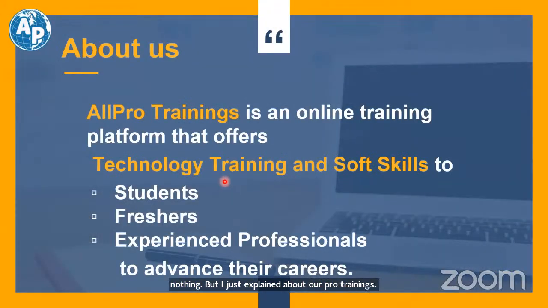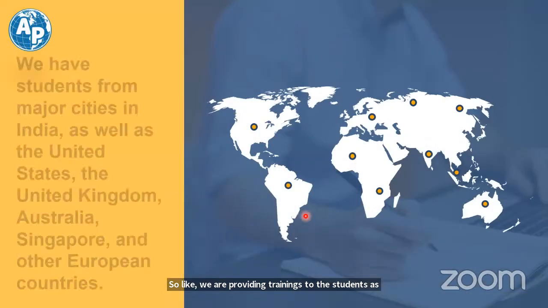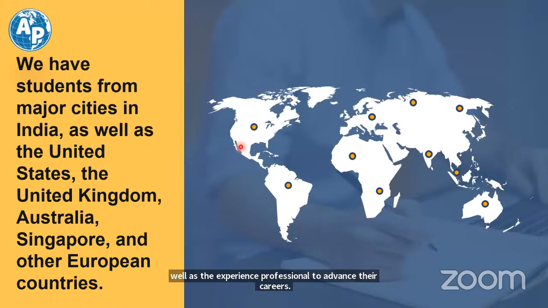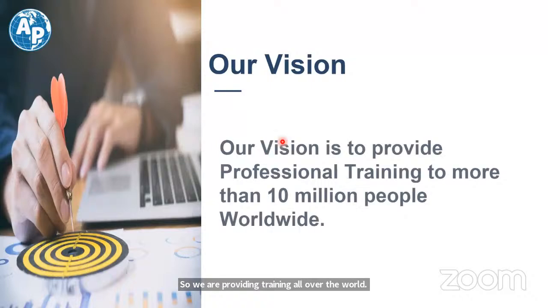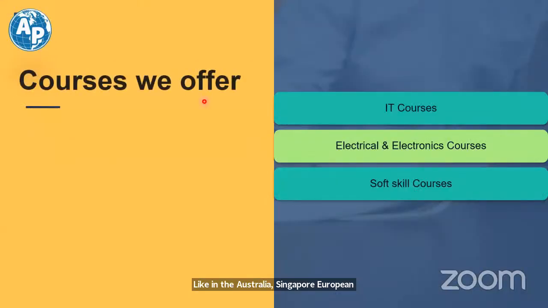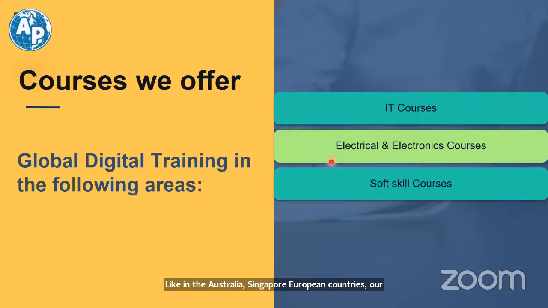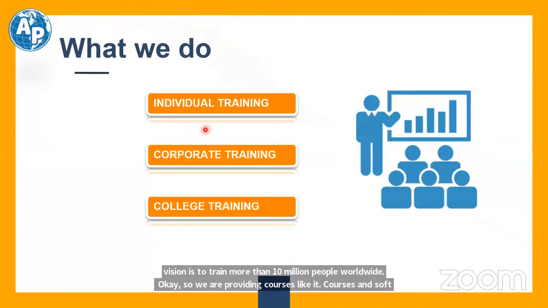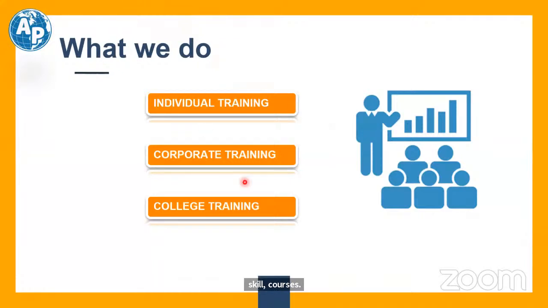We are providing training to students, freshers, as well as experienced professionals to advance their careers. We provide training all over the world, like India, Australia, Singapore, and European countries. Our vision is to train more than 10 million people worldwide. We provide IT courses, electrical and electronics courses, and soft skill courses. The types of training are individual training, corporate training, and college training.